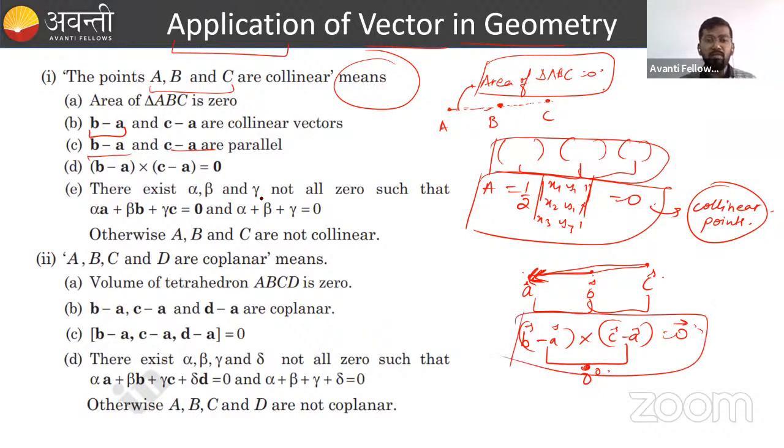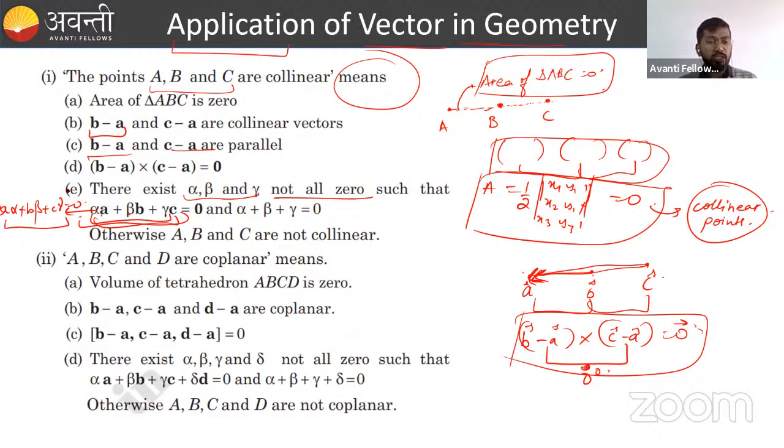There exist alpha, beta, gamma, not all zero, such that A alpha plus B beta plus C gamma is 0. Since these three are collinear, this condition can be met, where the condition is A alpha plus B beta plus C gamma is 0, right?